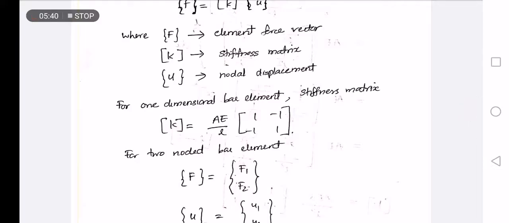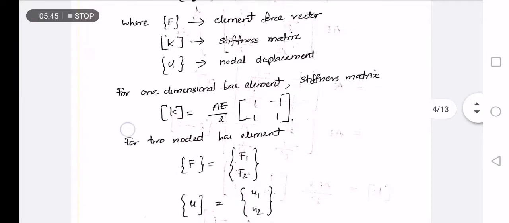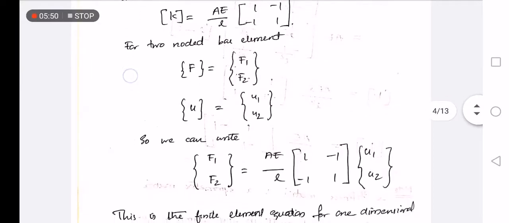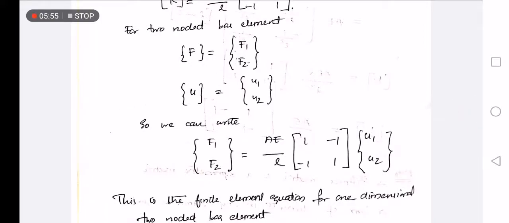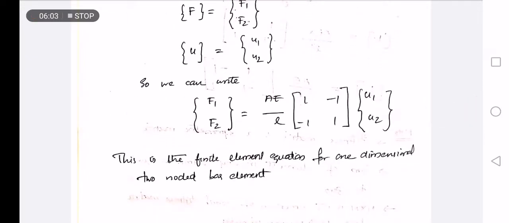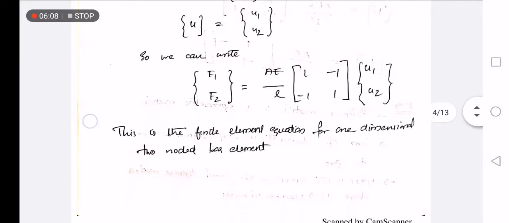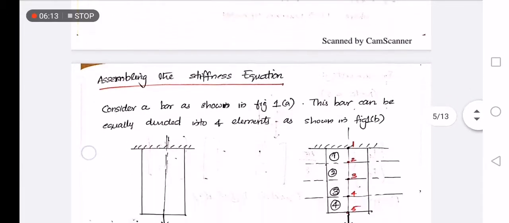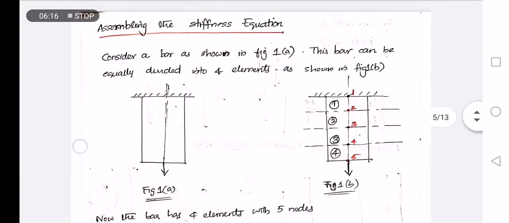For two noded bar element, you can write the force vector and the nodal displacement vector in two noded form. So you can write it as F1, F2 is equal to AE by L, matrix of 1, minus 1, minus 1, 1, into matrix of U1, U2. So this is the finite element equation for one dimensional two noded bar element. Okay, and let's see how we will assemble the stiffness equation.